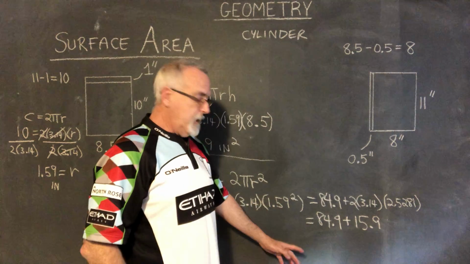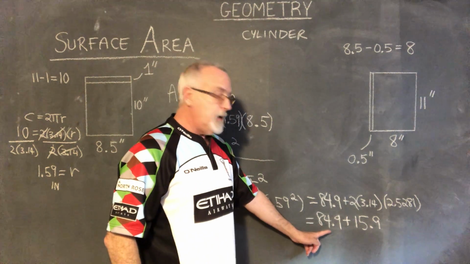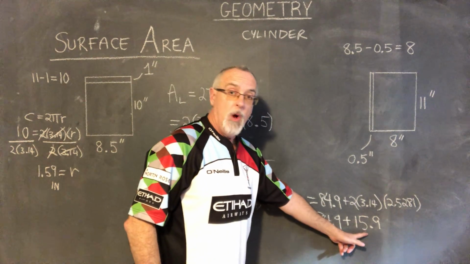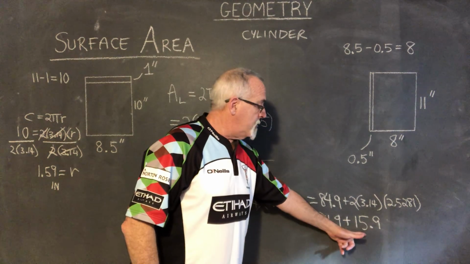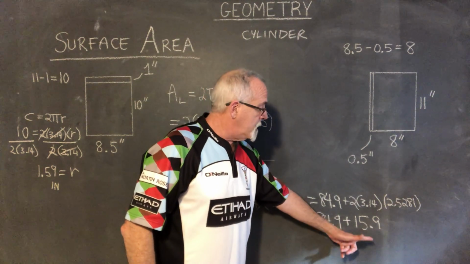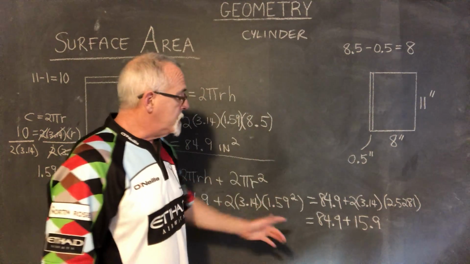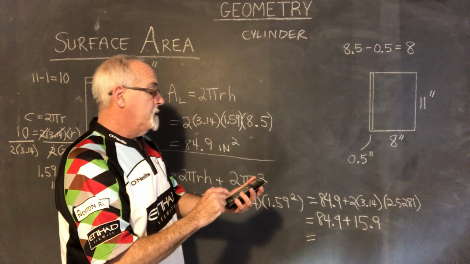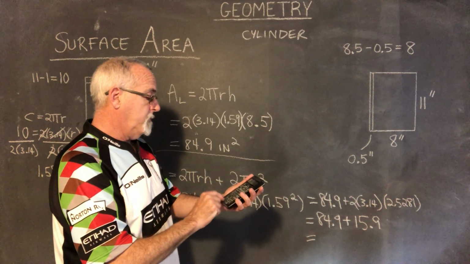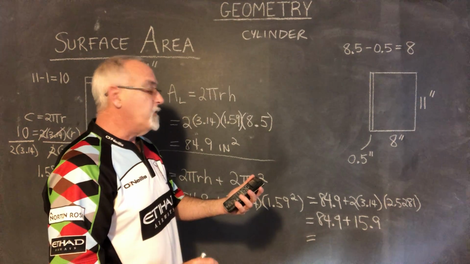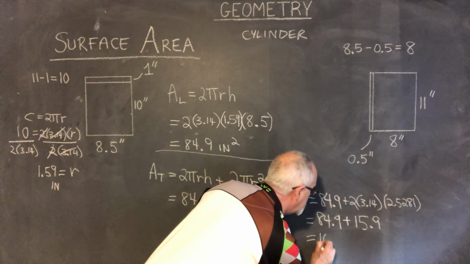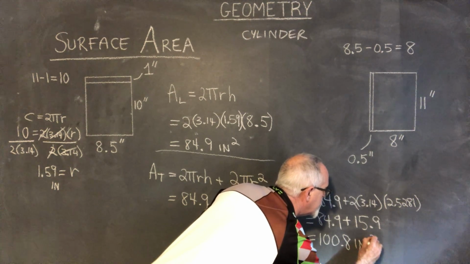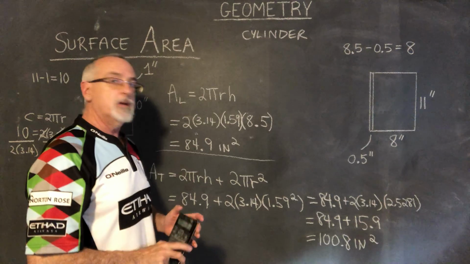And we pause and think about what we've achieved. We have this 84.9 that we've known about for a while. That's the lateral area. But now we know that the total of the areas of those two circles at the ends of that cylinder is 15.9 square inches. We still have to add and get our final answer. 15.9 plus 84.9 gives me 100.8 square inches. It is an area. We have a square unit.